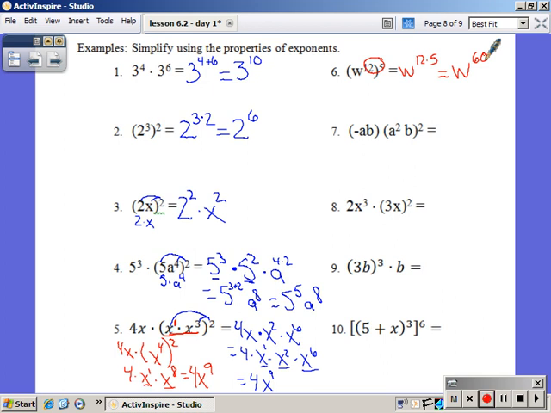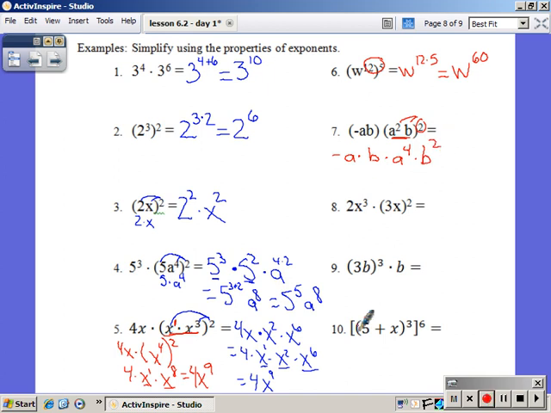For number 7, there's really no reason for this negative ab to be in a set of parentheses. That's really the opposite of a times b. The only reason it's in parentheses is to separate it from this other one. But this other set is in parentheses because it has this exponent of 2. This is a product, therefore we need to distribute that exponent to each factor. So power of a power multiply, so 2 times 2 is 4, and then times b to the second.